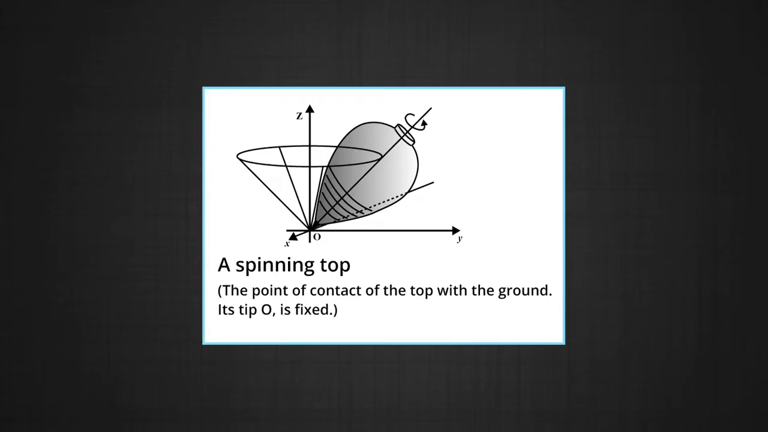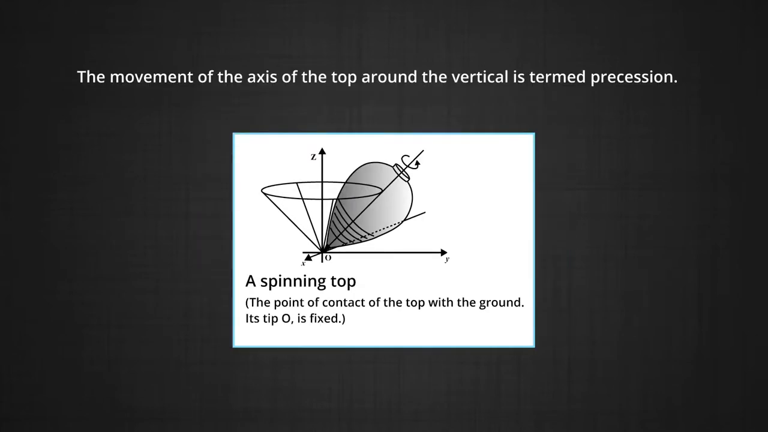A prominent example of such a kind of motion is a top spinning in a place. Here we assume the top does not slip from one place to another, so it does not have translational motion. We know from experience that the axis of such a spinning top moves around the vertical through its point of contact with the ground, sweeping out a cone as shown in the figure. This movement of the axis of the top around the vertical is termed precession.